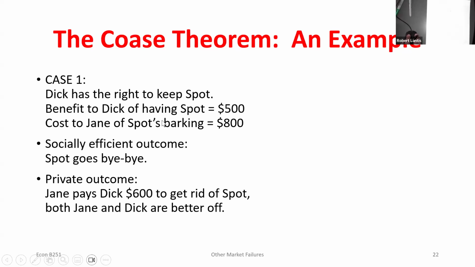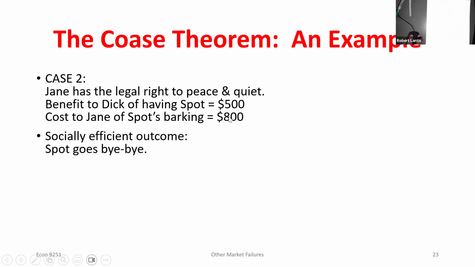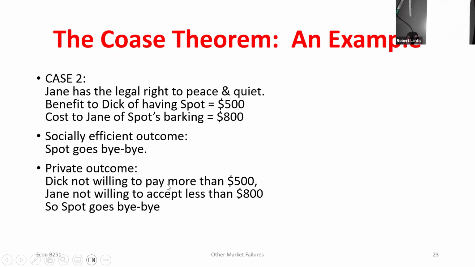Okay. Thinking about an obvious negative externality, the dog barking. Here our private outcome would be the efficient outcome. What if Jane has the legal right? Well, this is kind of easy, right? If she has the right to decide whether or not the dog goes, she doesn't have to offer Dick any money. She just says, I want to get rid of this $800 cost. The dog has to go, right?